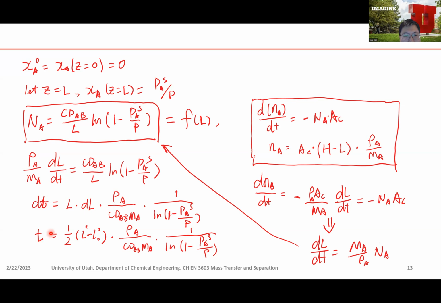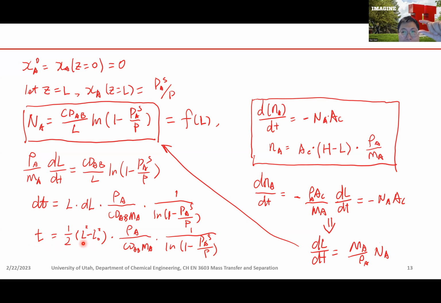The time t as this function, in which L0 is the initial distance between the mouth of your beaker to the air-water interface, and L is the distance at a time t.